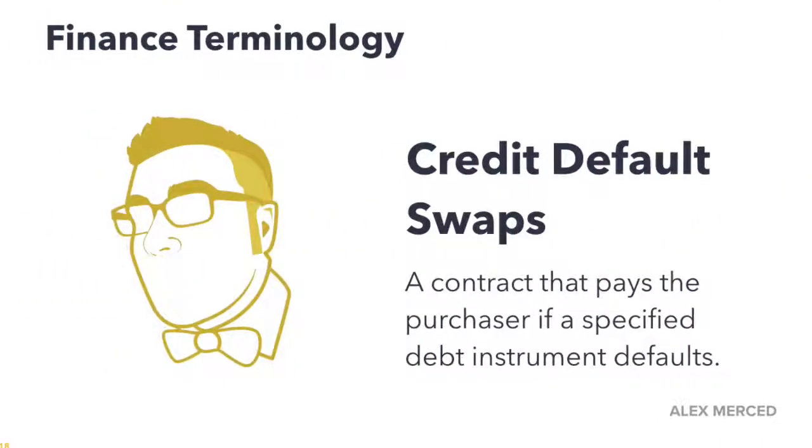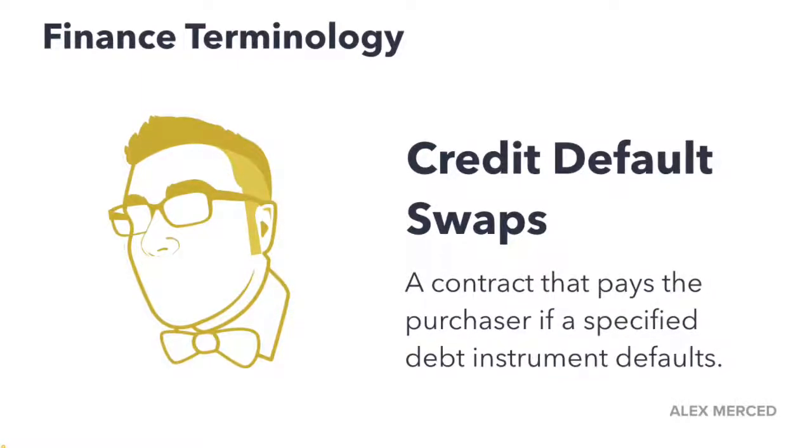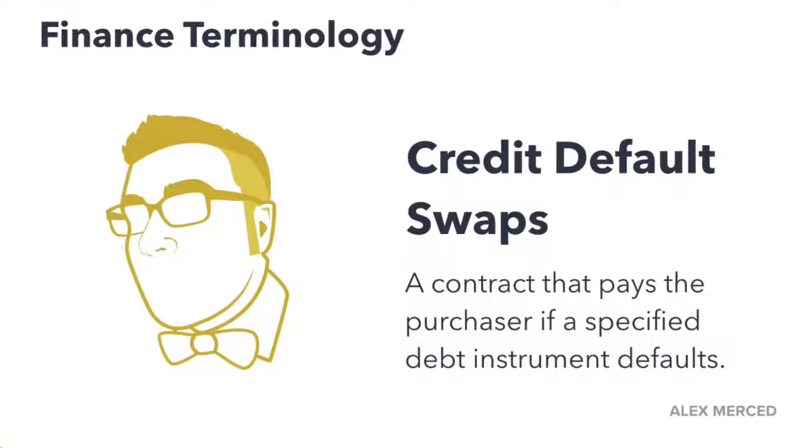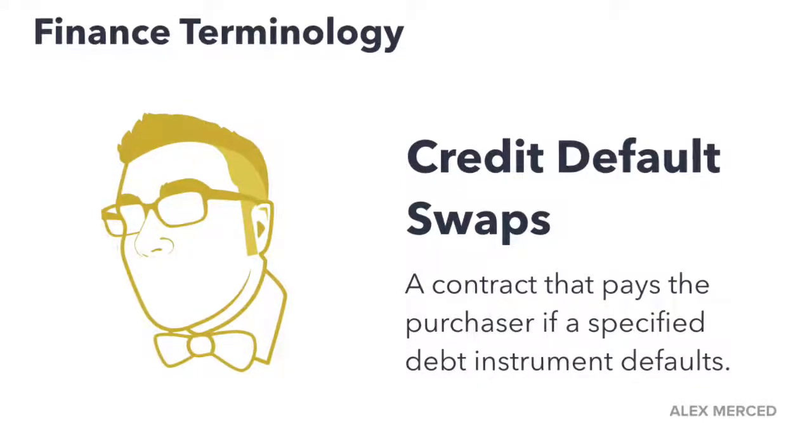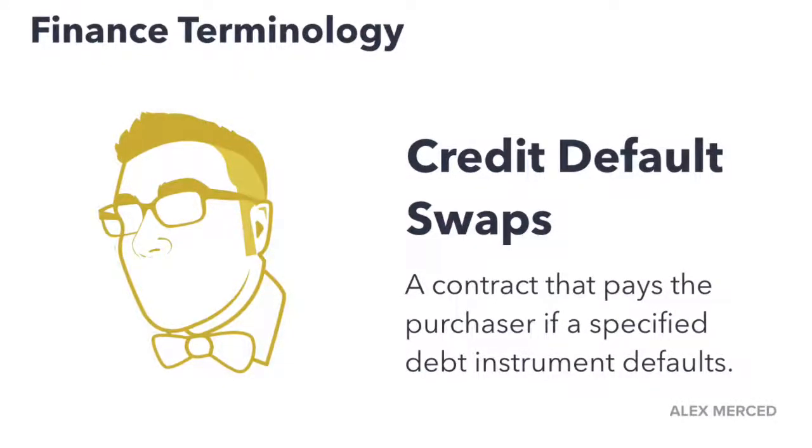A credit default swap. This is a contract that pays the purchaser if a specified debt instrument defaults. It's like buying car insurance on your car. If you crash your car, you get paid. In this case, you're buying insurance on a bond. So if you buy a bond or some other debt instrument and it basically defaults, then the insurance company or whoever sold you the credit default swap will pay you a lump sum of money.